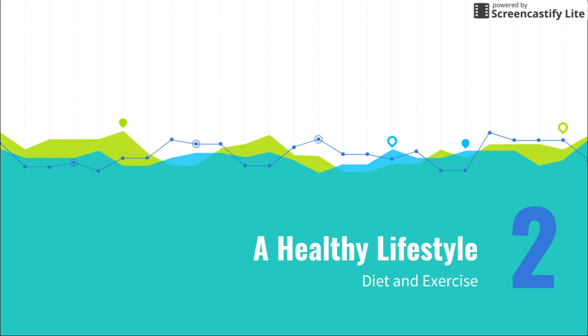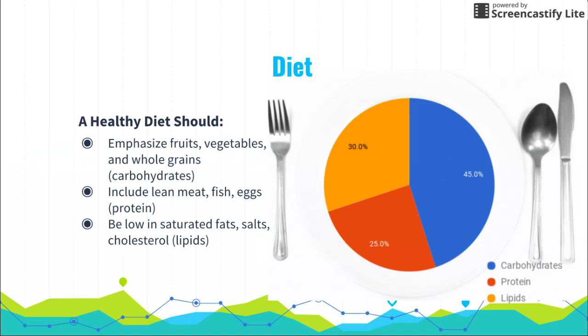And healthy lifestyle, diet, and exercise. A healthy lifestyle includes a healthy diet and proper exercise to burn an amount of calories equal to what you intake. A healthy diet should emphasize fruits, vegetables, and whole grains, meaning carbohydrates. Most of what you eat should be fresh or canned fruits or vegetables to get most of your nutrients. It should include lean meat, fish, or eggs, which is also known as protein, and be low in saturated fats, salts, and cholesterol, or lipids.